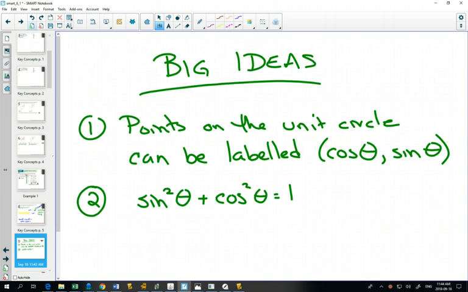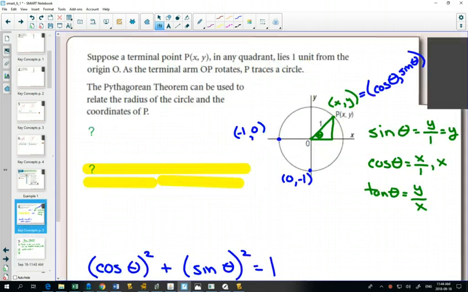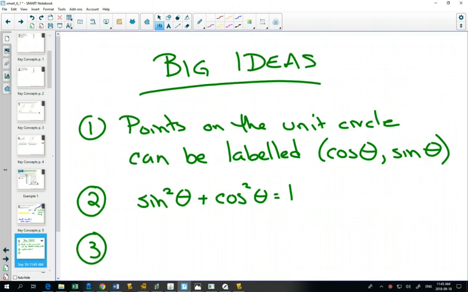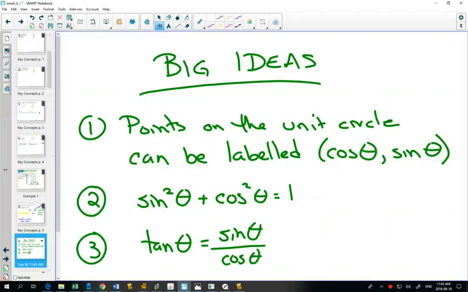And someone said, well, where does tan come into place? If we go back to our picture here, tan is y over x, right? And y stands for sine of theta, and x stands for cos of theta. So big idea number 3 is tan of theta is always sine of theta divided by cos of theta.